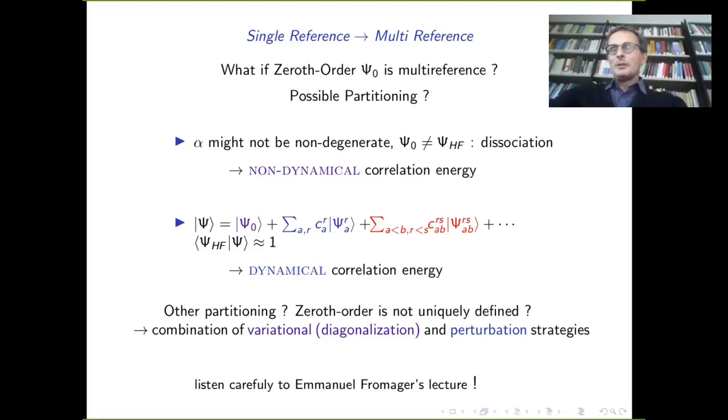You can combine different strategies, the two that I mentioned previously. The first one, you remember, was the CI, configuration interaction calculations. The so-called variational approach, or diagonalization of a matrix, can be combined with perturbation strategies. There are different ways, and you can also recombine those in order to make the calculation as cheap as possible. Not just that, but also to get some understanding of what is going on in the system and how important non-dynamical correlation is as compared to dynamical correlation energy. I would highly recommend you listen carefully to Emmanuel Fromager's lecture in a few minutes.